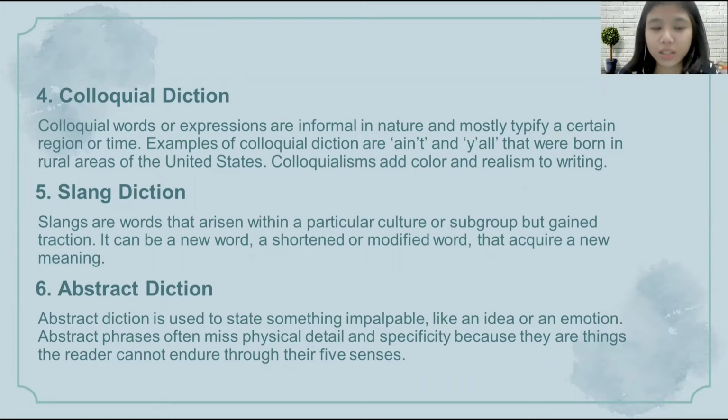6. Abstract diction. Abstract diction is used to state something impalpable, like an idea or an emotion. Abstract phrases often lack physical detail and specificity because they are things the reader cannot experience through their 5 senses.